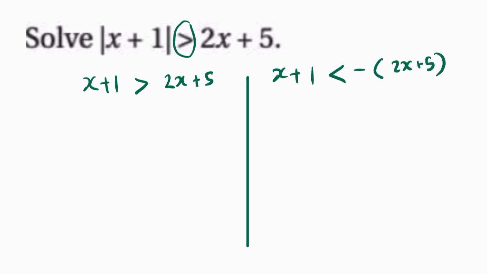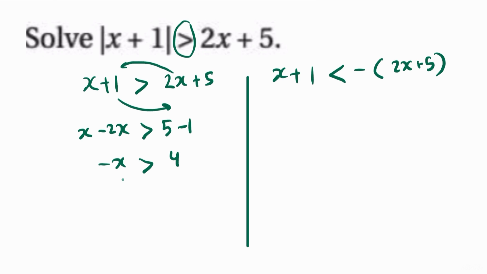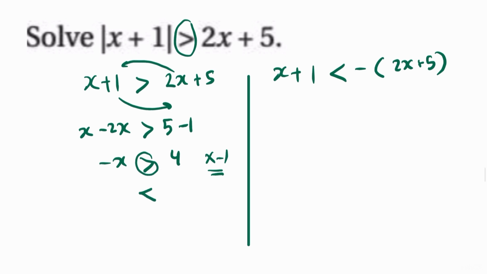So solve as a normal inequality. Transfer 2x here and 1 to the other side. So we come up with x minus 2x larger than 5 minus 1. Here equals 4, and here we have negative x. To get rid of the negative, we need to multiply by negative 1, and take care: when you multiply or divide an inequality by a negative, you need to swap the sign. So here we come up with x smaller than negative 4.